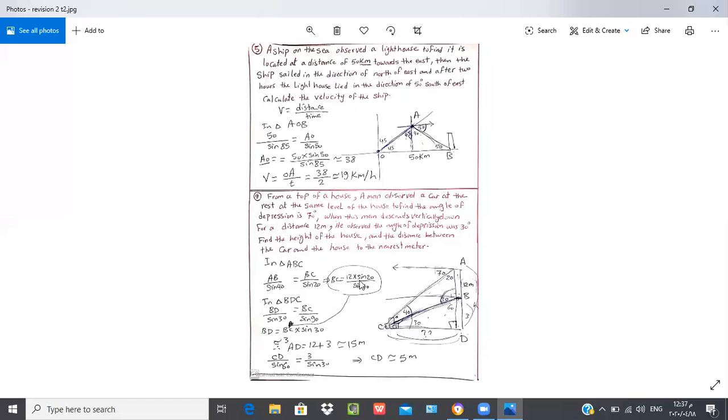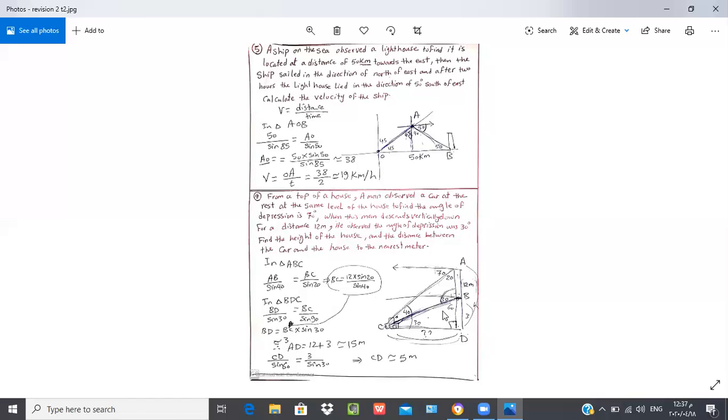In triangle ABC, I make a cross multiplication here. BC over sine 20 equals AB over sine 40. So BC equals 12 multiplied by sine 20 over sine 40.